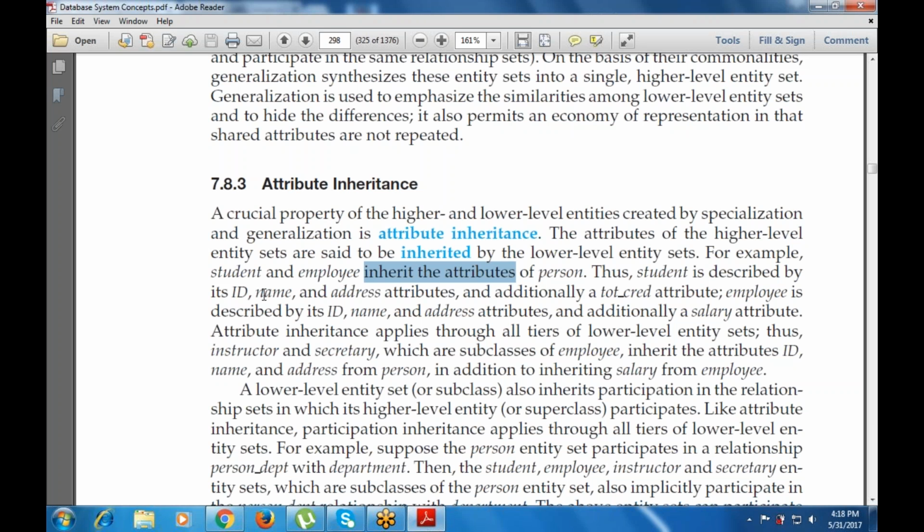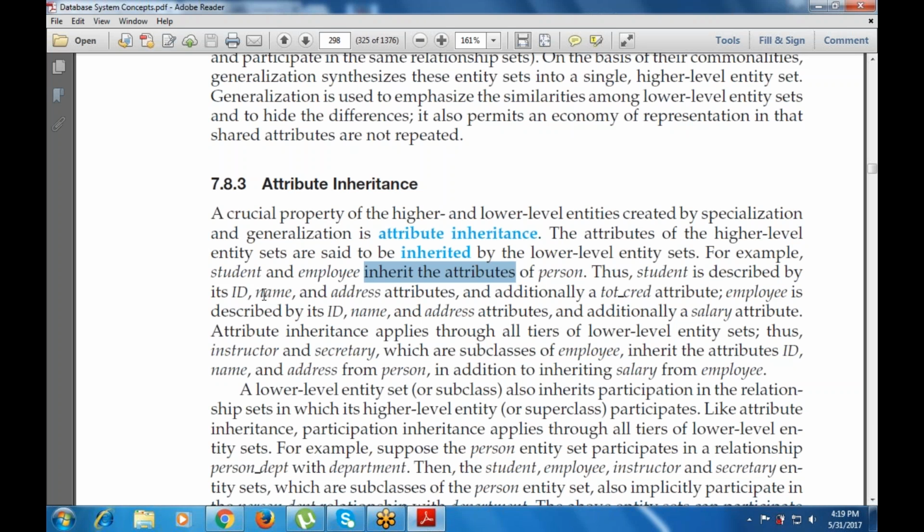Attribute inheritance also applies to all tiers of the lower level entity sets. Lower level means that it is inherited from the higher level entity sets. Therefore, instructor and secretary, which are subclasses of employee, inherit the attributes ID, name, and address from person, in addition to inheriting salary from employee.